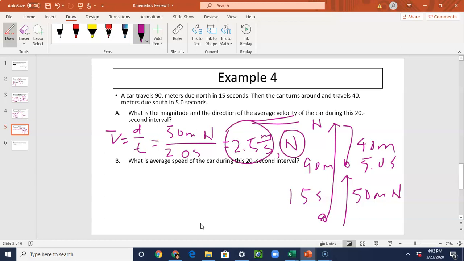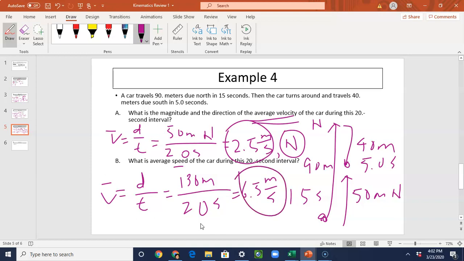Next one, what is the average speed? For average speed we have the same equation, d over t. But in this equation, for speed, d is total distance. Total distance is 90 plus 40, which is 130 meters. Total time is, again, 20 seconds. That gives you 6.5 meters per second. This one doesn't have direction. Average speed is just a scalar quantity. It's 6.5 meters per second. And that's that.